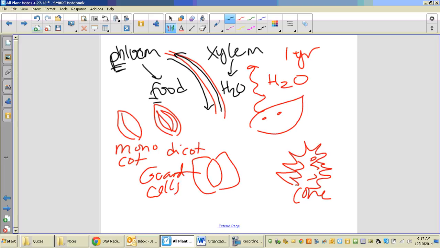The male structure of the flower that produces and releases pollen. Did anybody get this one? We haven't talked about this one at all yet.